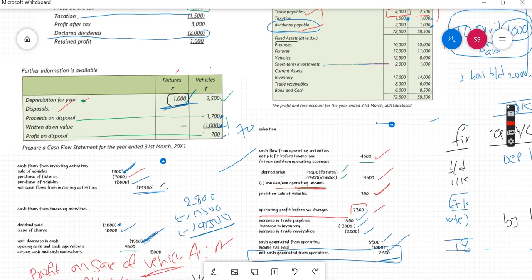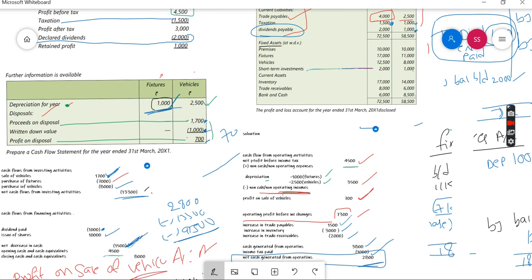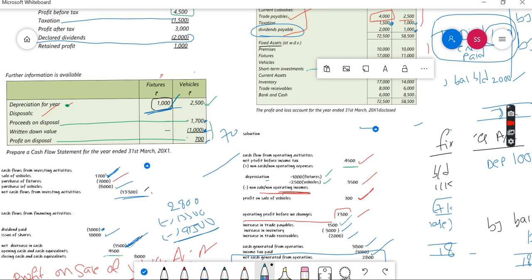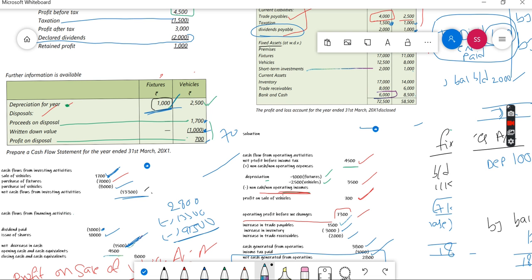And if you tally this, you will get the same answer. So bank and cash is 6000, and then cash equivalents is 2000 at closing, right? So 6000 plus 2000 is 8000, which is what we got here, right?